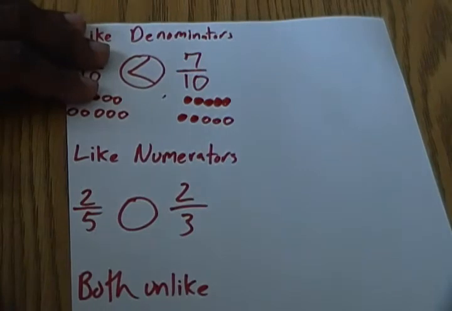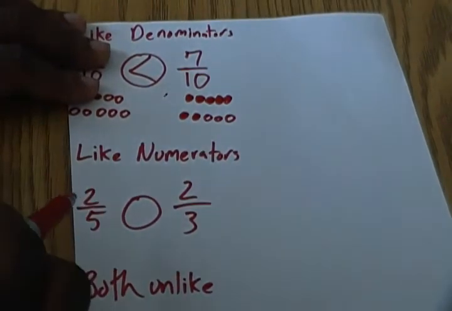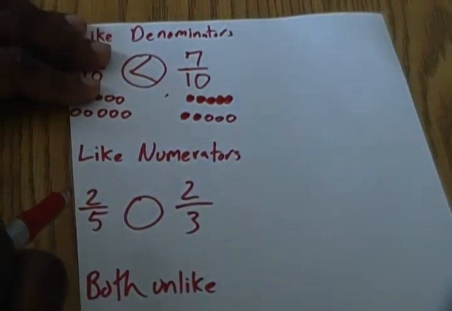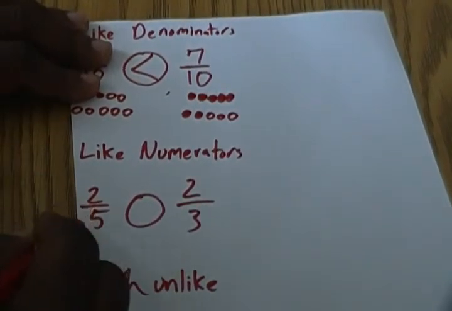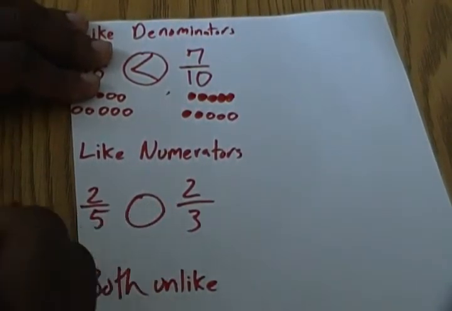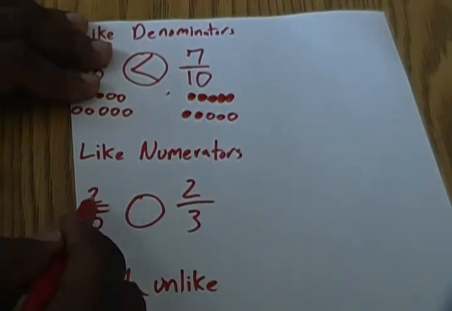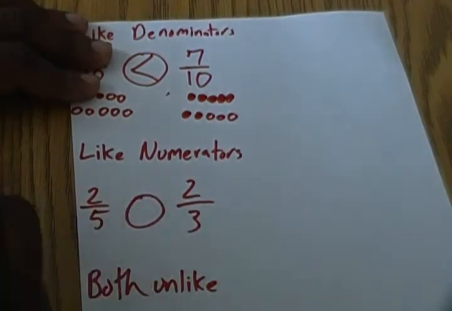The next one is like numerators. Now this one's a little bit different. This is the first time I ever taught it this way, but I think it's kind of cool. So in this case, both our denominators are different, 5 and 3, but we have the same numerator of 2.